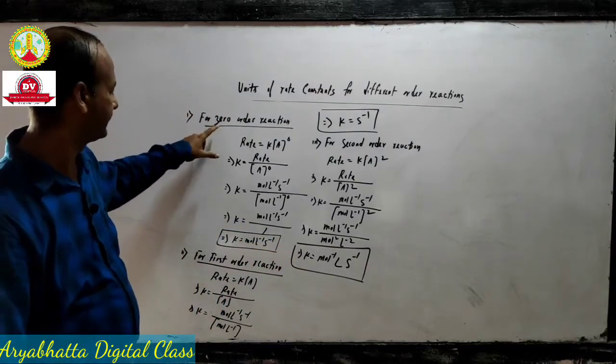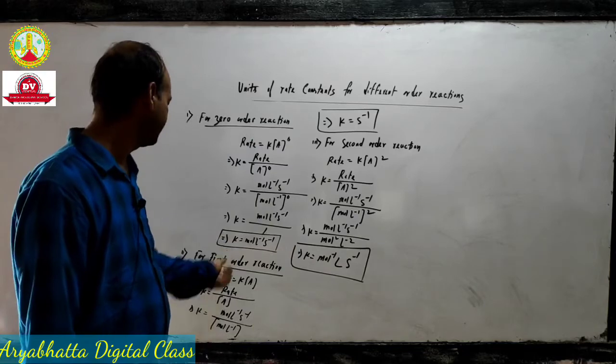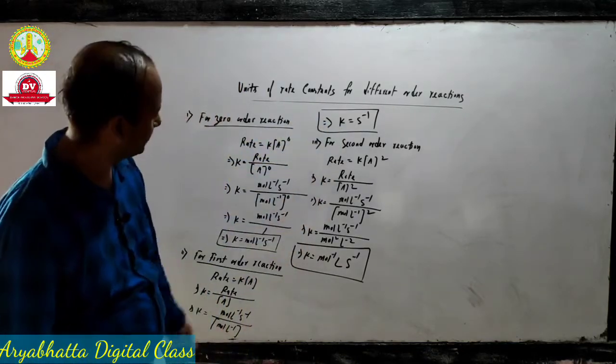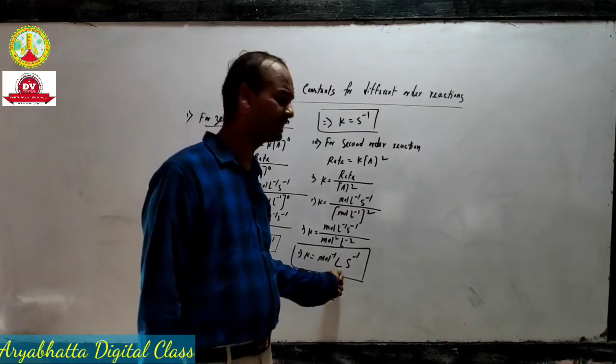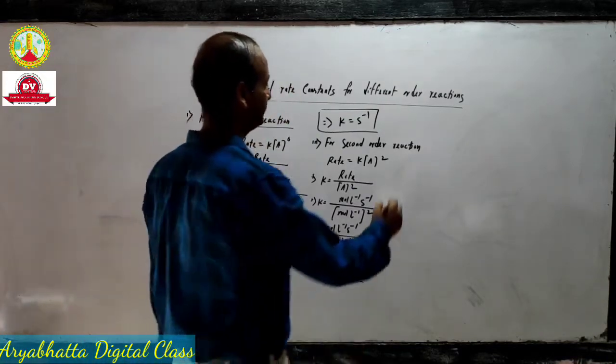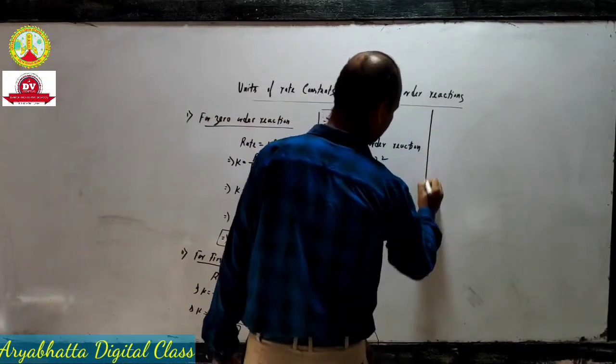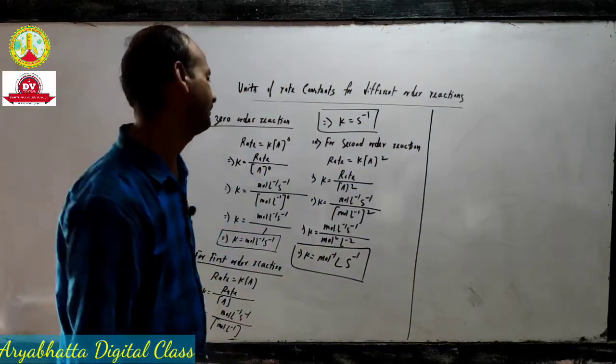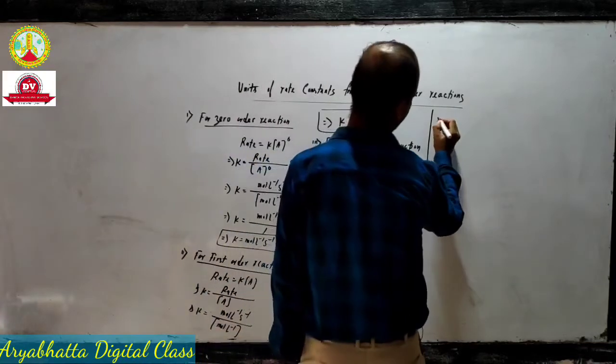Okay, look again: for zero order reaction, what was the unit of rate constant? For first order reaction, this is the unit of rate constant. For second order, what was the unit of rate constant? Mole inverse liter second inverse. Now from this I'm going to do some numericals. Let me show you some numericals. Please remember this unit. Okay, now the first one. Suppose the question is this one. Look at the question.